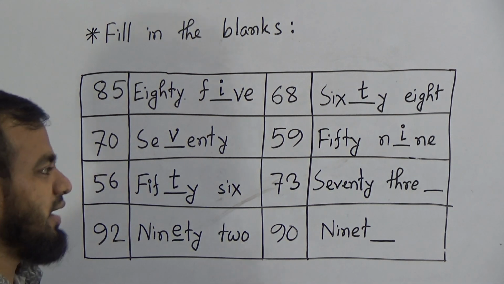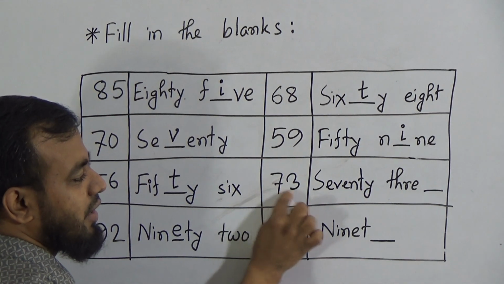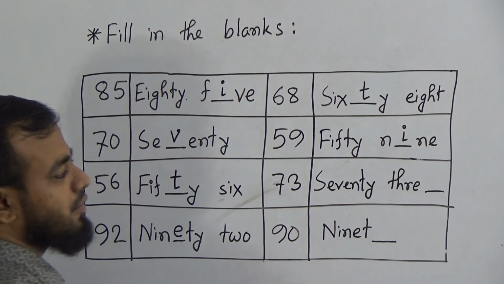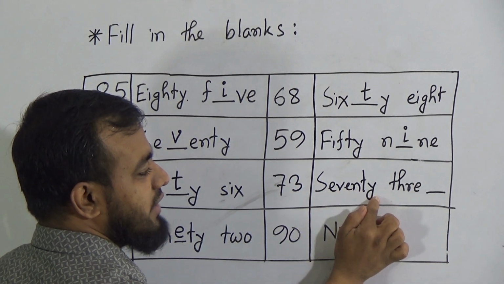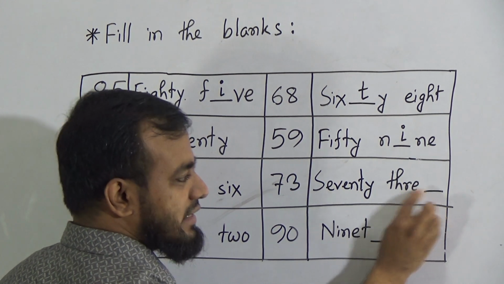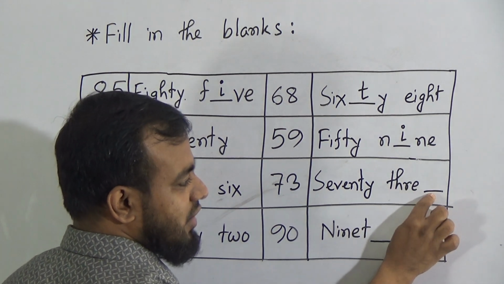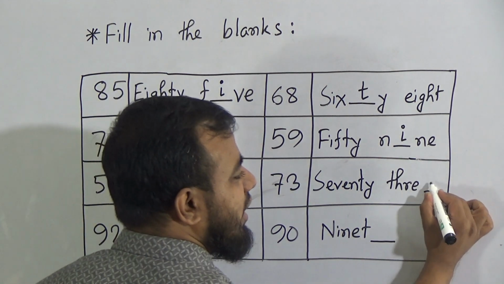Our next blank is in the number 73, okay? It is 7 and 3. The number is 73. The spelling of 73 is S-E-V-E-N-T-Y, 73, T-H-R-E-E, 3. So E is missing. We will fill up this blank with the letter E.